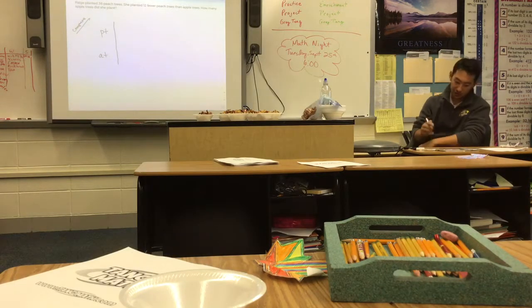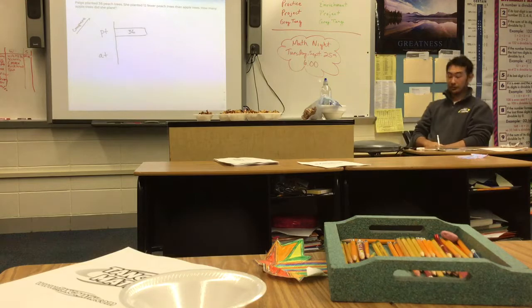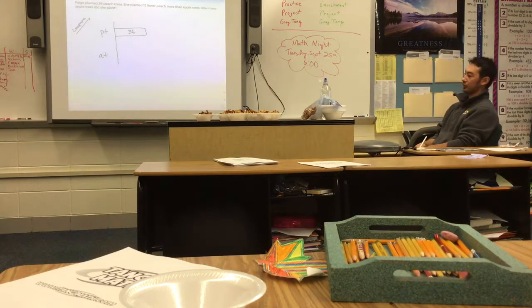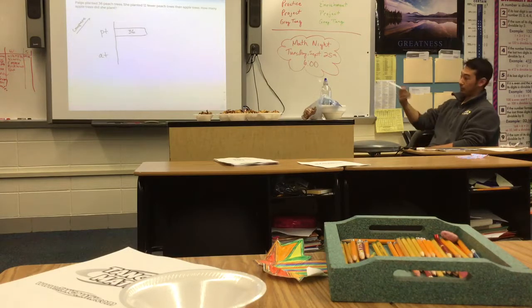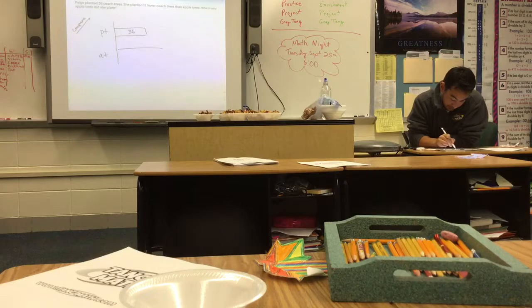Do we know how many peach trees? Yep. There are 36 peach trees. She planted 12 fewer peach trees than apple trees. If I said there are fewer peach trees, doesn't my apple trees have to be longer? If I'm saying there's fewer peach trees? Yeah. There's fewer peach trees.